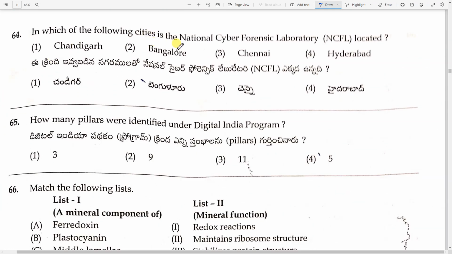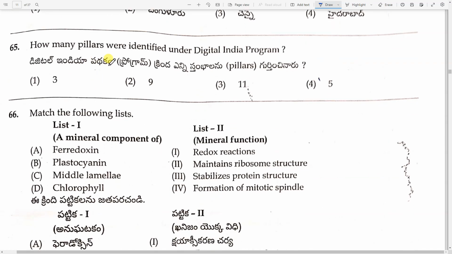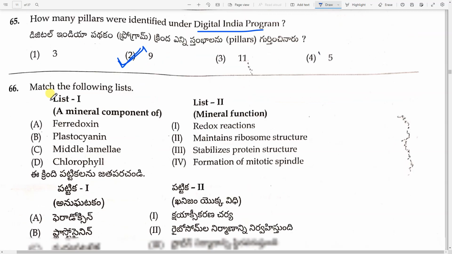In which of the following cities is the National Cyber Forensic Laboratory? Where is it situated? It is in Hyderabad. How many pillars were identified under the Digital India program? The number of pillars is 5.